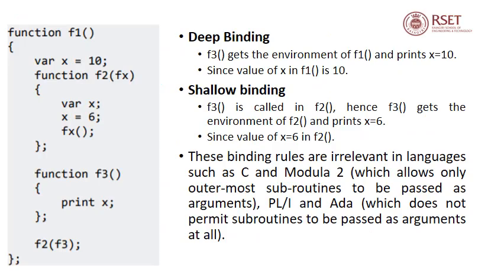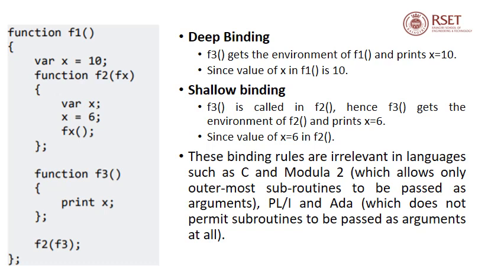Now let's discuss the concept of deep and shallow binding with the help of an example code snippet. So we have an outermost enclosing function f1, which has a variable x equal to 10. There are two nested subroutines. First one is f2 and the other is f3, and then finally we have a statement f2 of f3 wherein we are passing function f3 as an argument to function f2.